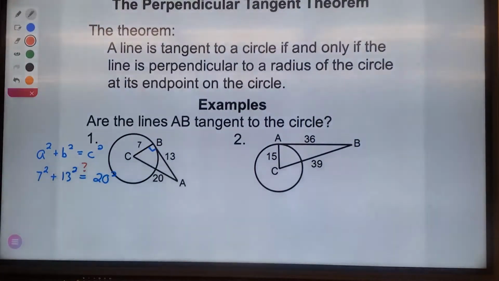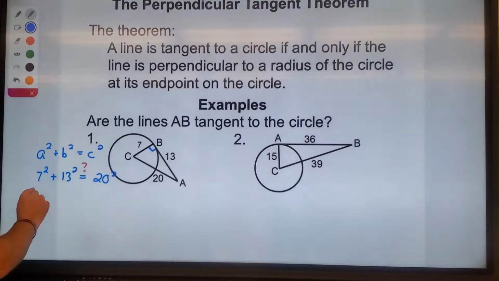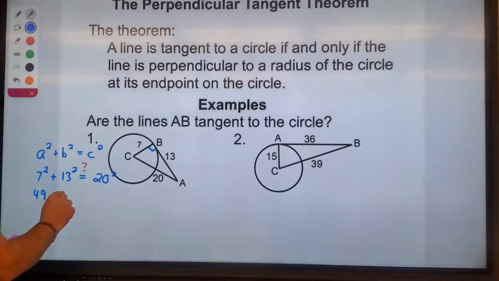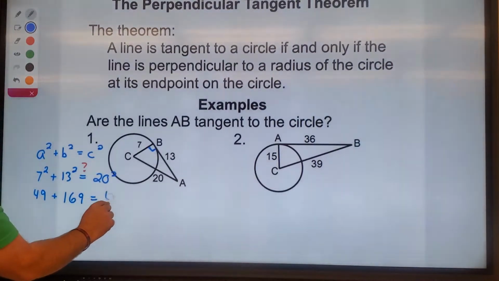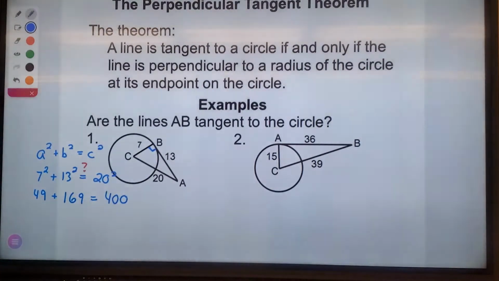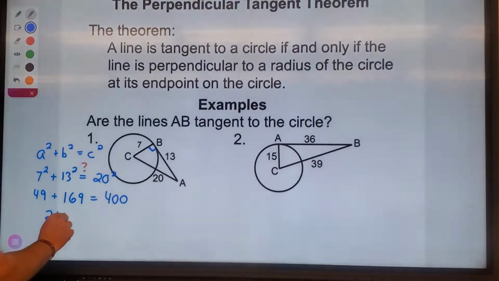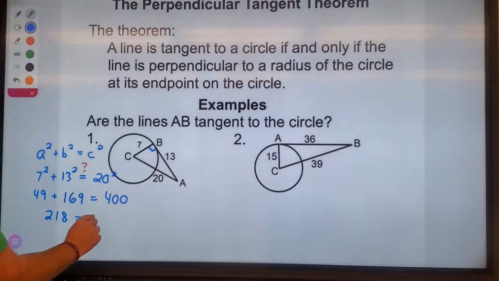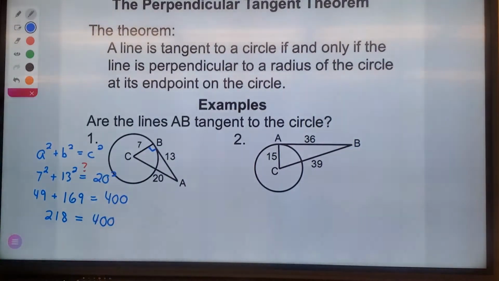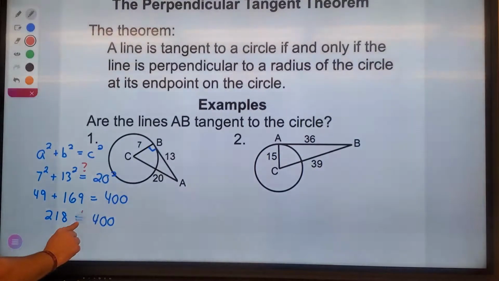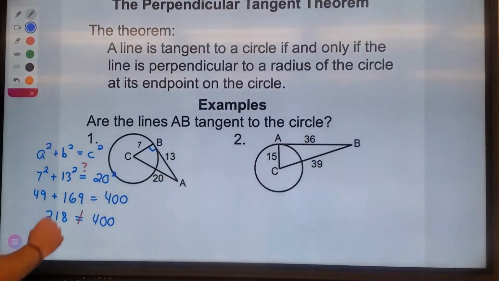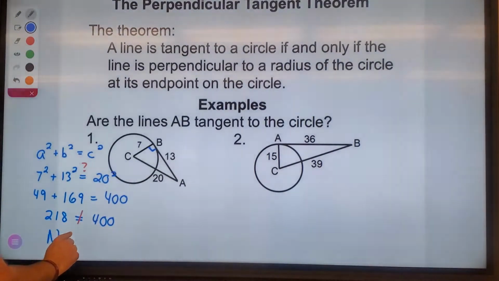Okay, so let's work it out. 7 squared is 49. 13 squared is 169. 20 squared is 400. And if I add the left-hand side together, I get 218. And that equals 400? Obviously, that's not true because 218 is not 400. So these are not equal. And then you would again write the words not tangent.